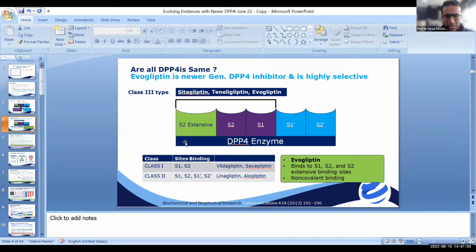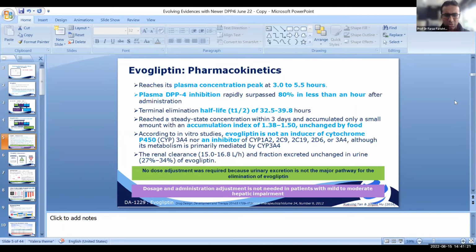So what is so specific about Evogliptin is that Evogliptin binds to the S1, S2, and the S2 extensive binding sites. So that is how it is different when it comes to its fellow colleagues. I will not go into the details of the pharmacokinetics. We all are clinicians here, but you will see the plasma concentration peaks around 3 to 5.5 hours. The inhibition of DPP4 is rapid, 80% in less than an hour, and the half-life is really very long, around 32.5 to 39.8 hours.